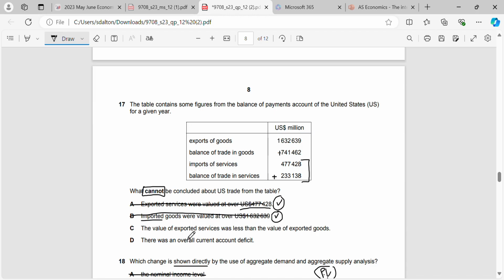The level of exported services was less than the value of exported goods. Yes, because we just calculated our exported services was approximately 710k, but our exported goods were 1.6 million. So that is also true.